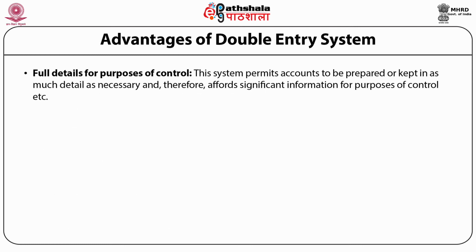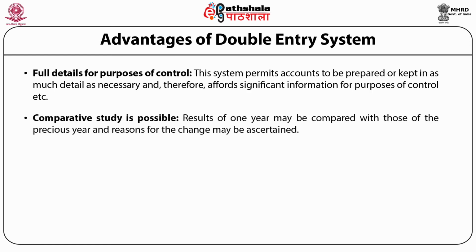Full details for purpose of control. This system permits accounts to be prepared or kept in as much detail as necessary and therefore affords significant information for the purpose of control, etc. Comparative study is possible. Results of one year may be compared with those of the previous year, and reasons for the change may be ascertained.